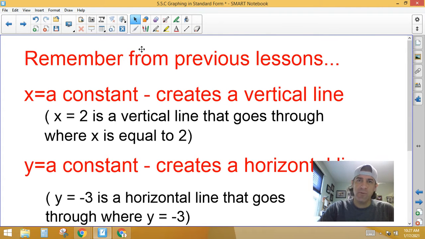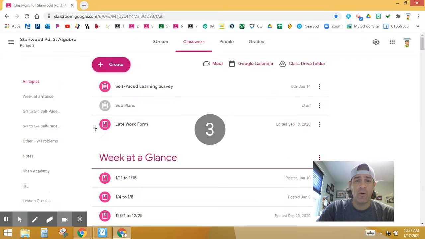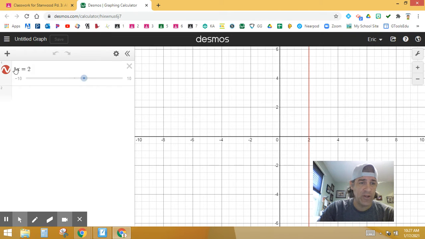We learned this previously, but I want to reiterate it, so it might be helpful to jot this down. If you have an equation that is x equals a constant, meaning x equals a number, it creates a vertical line, going up and down. So here's an example. If we have x equals 2, it's a vertical line that goes through where x is equal to 2.